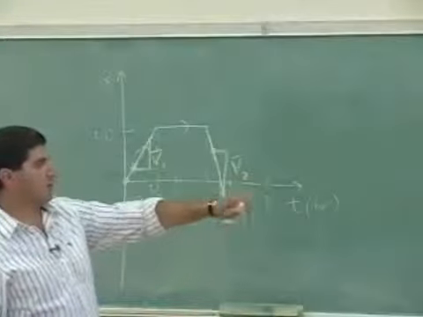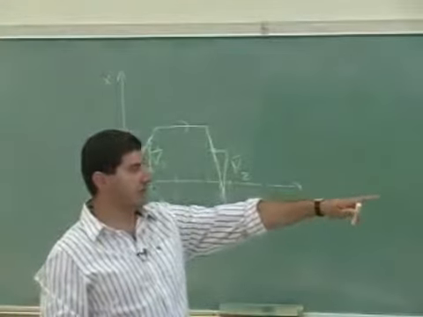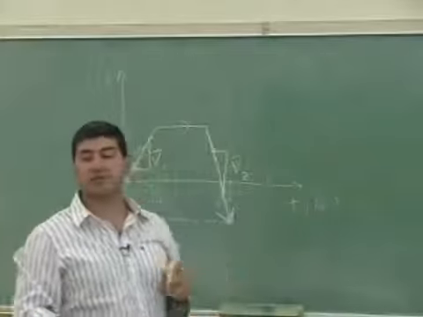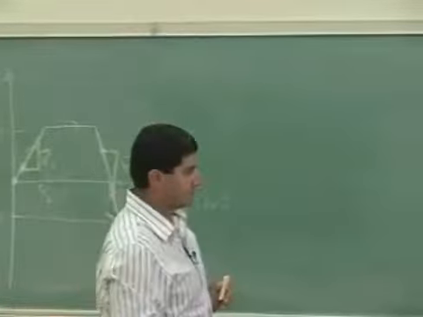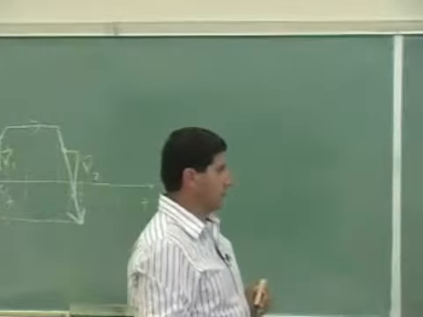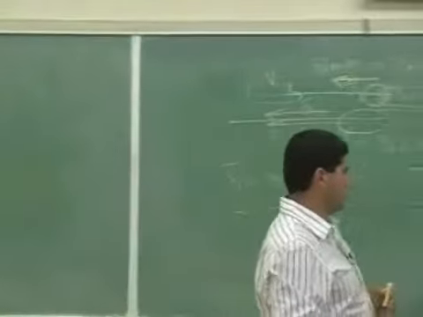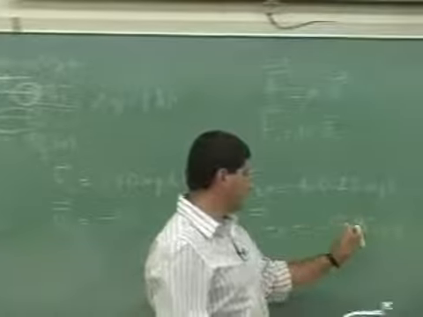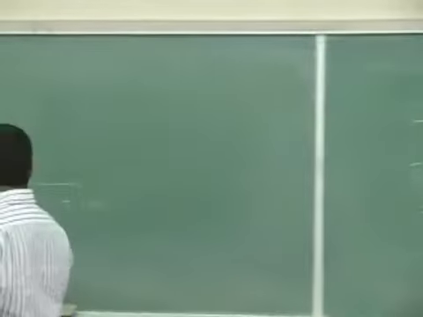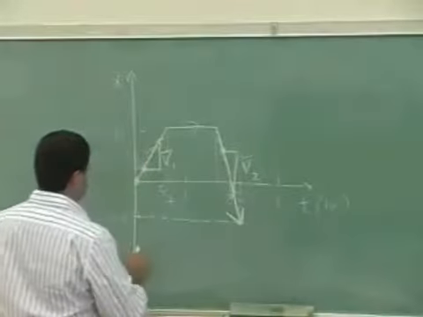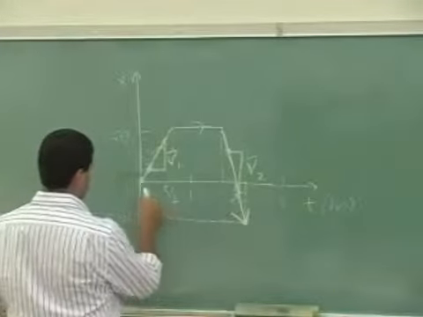How would we represent the graphical meaning of V average total, which is negative 13.9? Could we do that? We could also represent that as the slope of the secant line.